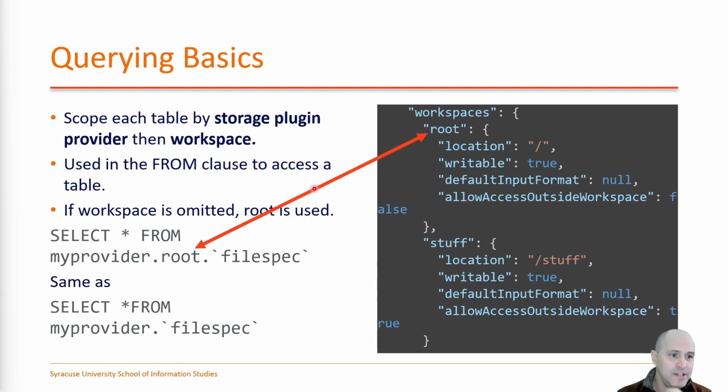So we scope each table by storage plugin provider. So we have workspaces root, and then we can say like, root is like this folder, and then stuff is this folder. And then based on picking root or stuff, we can determine which one is writable and which one is read-only and all sorts of other things like that. And then when you have root, you say select star from provider.root.file in this folder, or you might say select star from provider.stuff.file in that folder. If you leave off root or stuff, it assumes default.